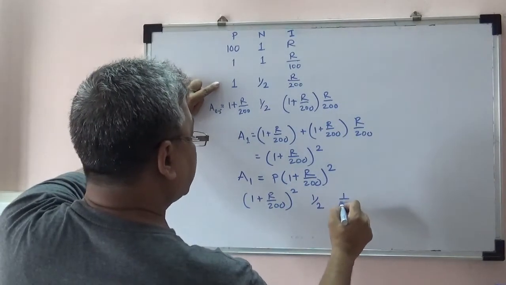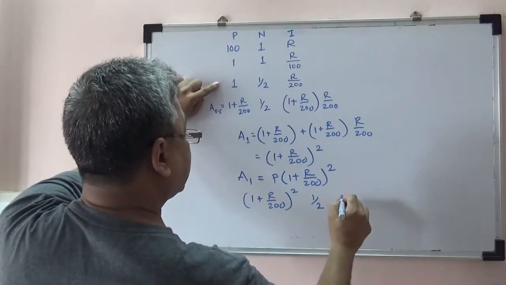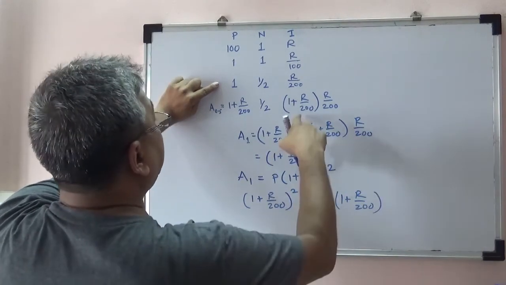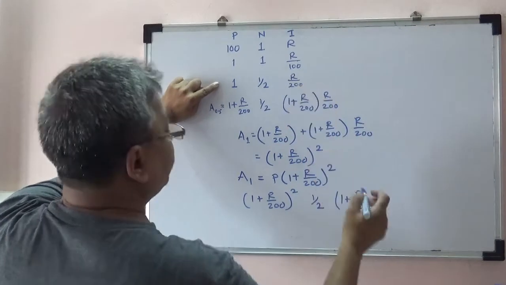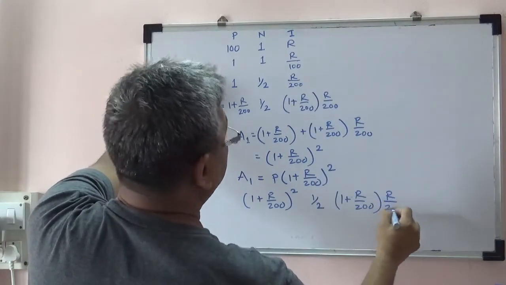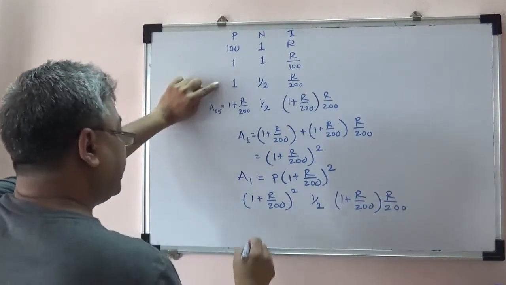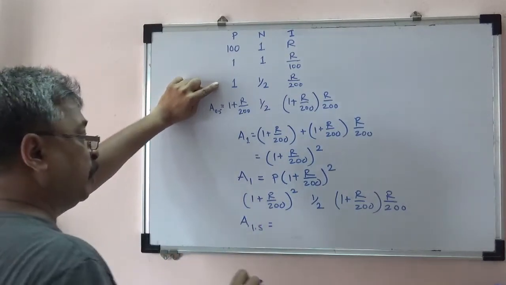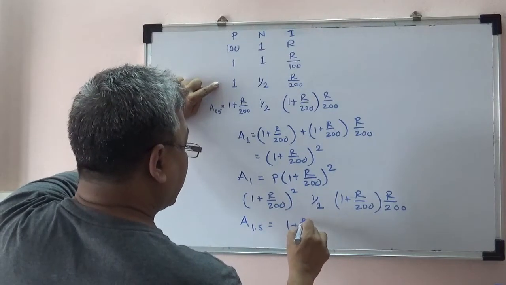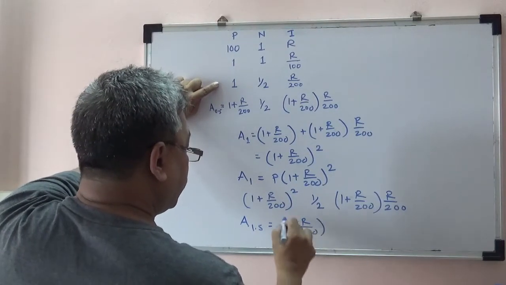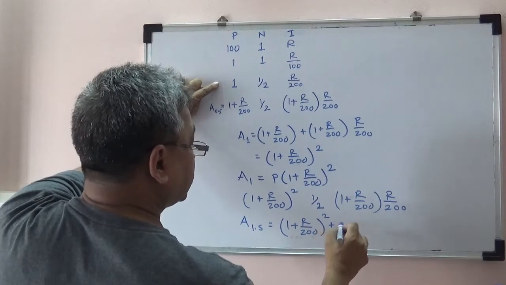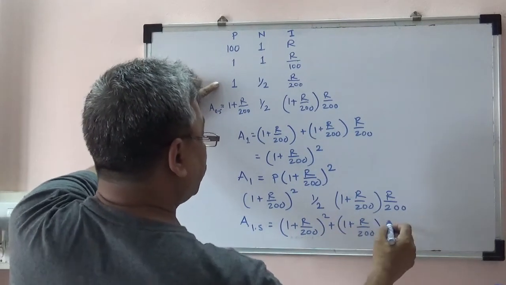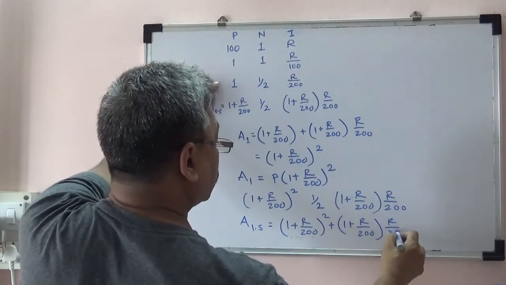Interest will be 1 plus R upon 200, that is the principal, into the rate that we get, into R upon 200. This is interest, and therefore the amount after 1.5 years will be equal to 1 plus R upon 200 raised to 2 plus 1 plus R upon 200 into R upon 200.